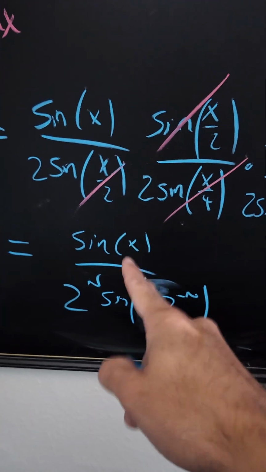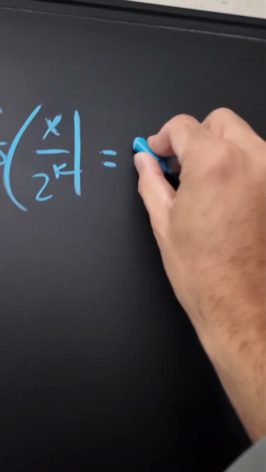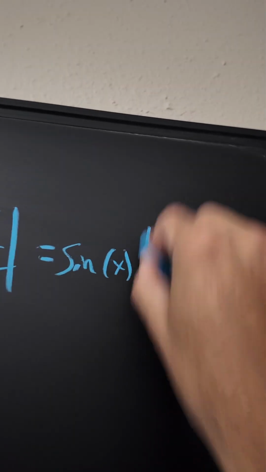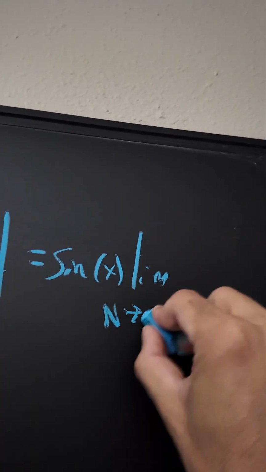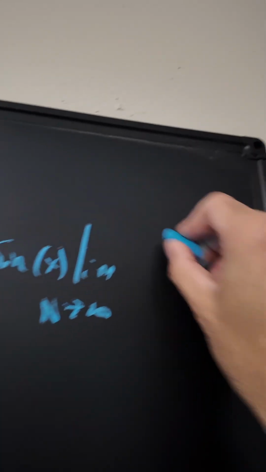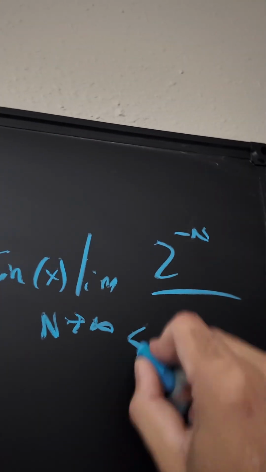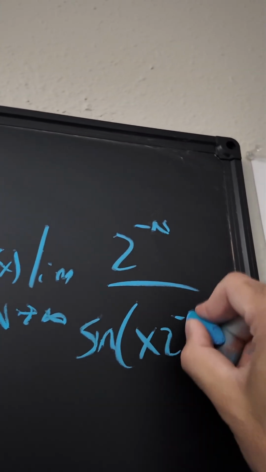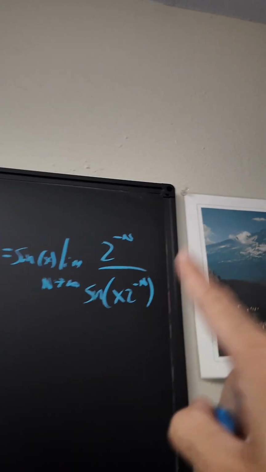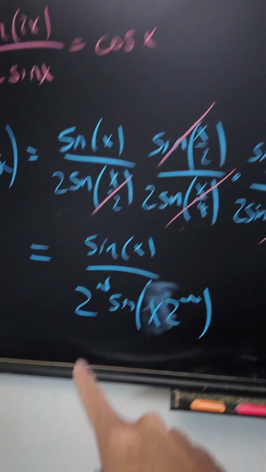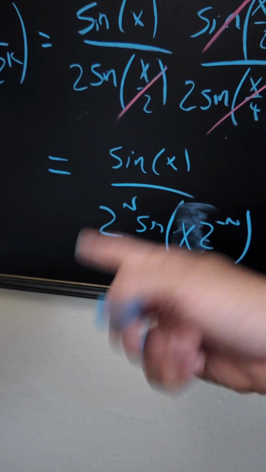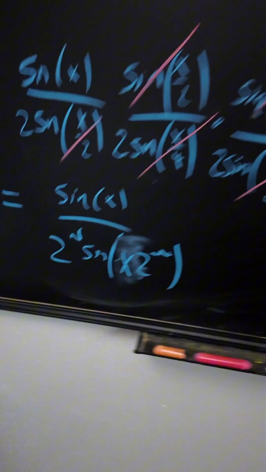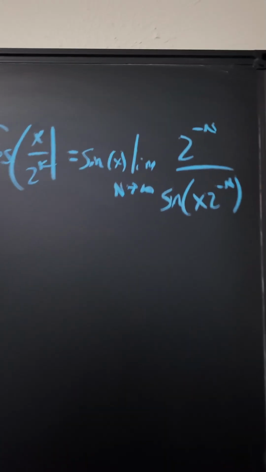So I'm gonna go ahead and pull this out from my limit, and that's gonna give me sine of x, and now we have the limit as n approaches infinity, and what we're gonna have is 2 to the negative n over sine of x 2 to the negative n. Now I know this looks a little different, but trust me, it's the same thing. Why? Because we have 2 to the n on the bottom, so I brought it to the top.